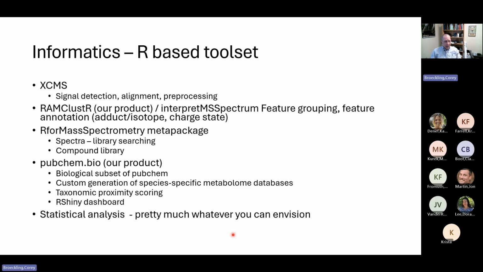And so what this package enables us to do is generate a species-specific metabolome database for any species that you can imagine. And it uses something called taxonomic proximity scoring. So if we've got metabolites that are taxonomically mapped, we can actually use that mapping in our scoring threshold to prioritize spectral matches and such. And we have a dashboard to explore some of the data from this. And then, of course, R is really well-built for statistical analysis. Pretty much anything you might want to do as far as statistics, you can do in R.